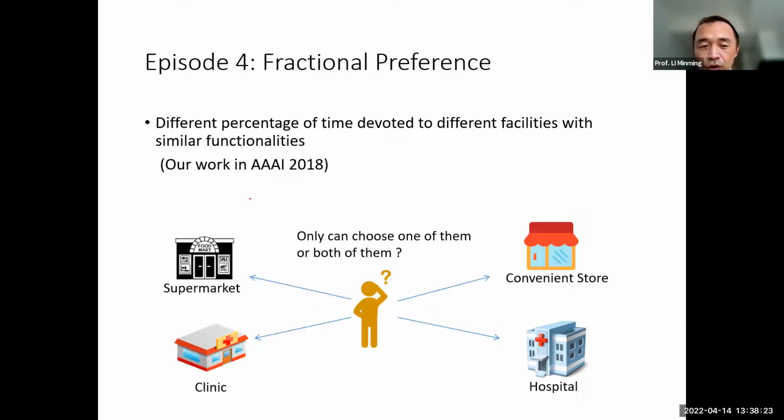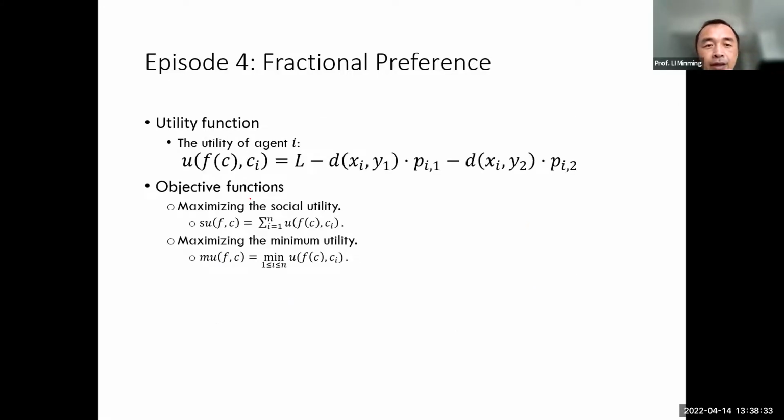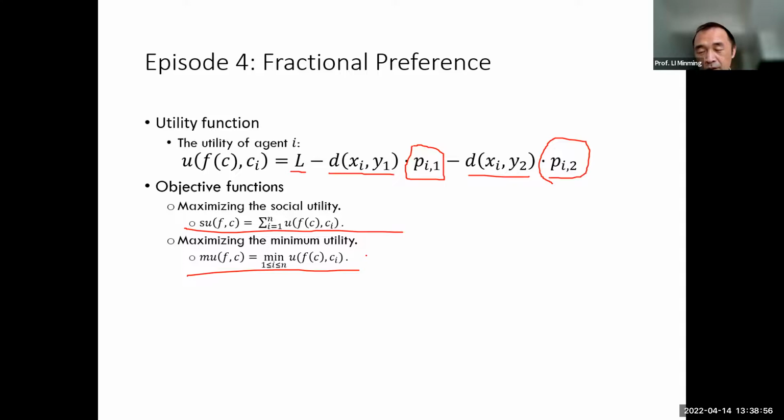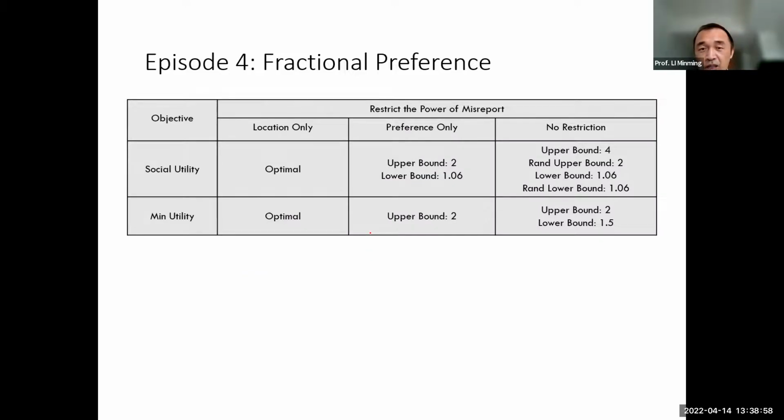And the same story can happen for a clinic and a hospital. The clinic is for simple things, and the hospital is for relatively big things. Then the utility is the length of the interval minus the distance to the first facility, multiplied by the percentage of time you devote to the first facility, and minus the distance to the second facility, multiplied by the percentage of time you devote to the second facility. And similarly, you can consider utility or minimum utility, these 2 criteria. Then we have some bounds like this, and I will also omit them.